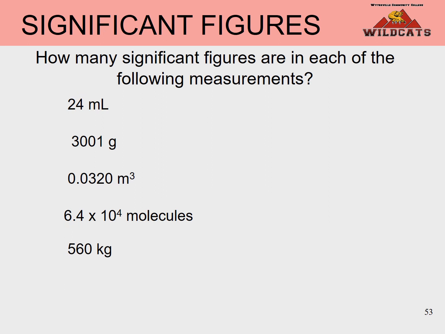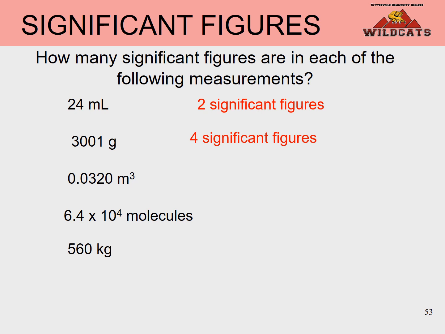So how many significant figures are in each of the following measurements? Well, the first one's pretty simple. It doesn't have any zeros, so it's going to have 2 significant figures. The next one down, the 3,001 grams, the zeros in the middle are always significant. So we end up with 4 significant figures.